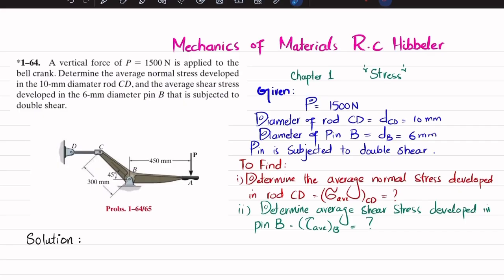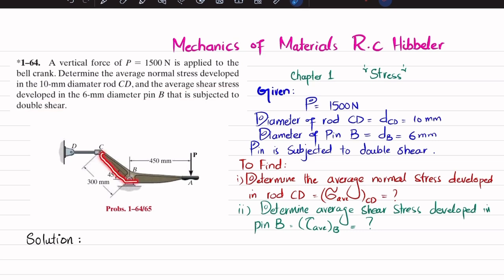Welcome back. Problem 1-64. This problem is taken from chapter number 1, Stress, and the book name is Mechanics of Materials by R.C. Hibbeler. The statement is: a vertical force of P = 1500 N is applied to the bell crank. Determine the average normal stress developed in the 10 mm diameter rod CD and the average shear stress developed in the 6 mm diameter pin B that is subjected to double shear.